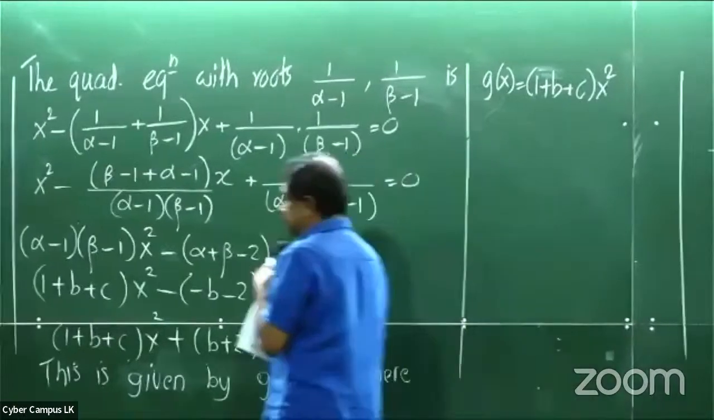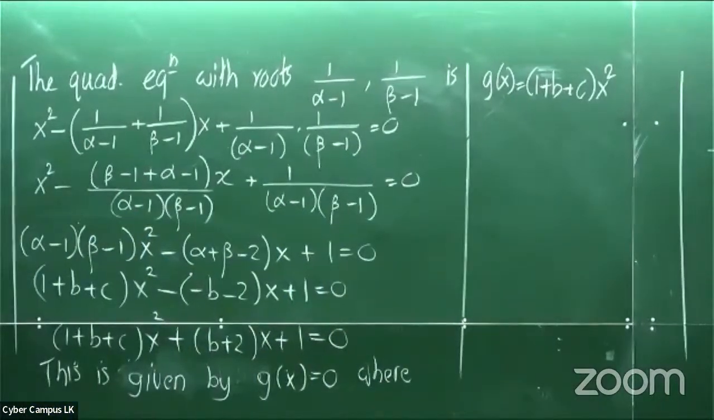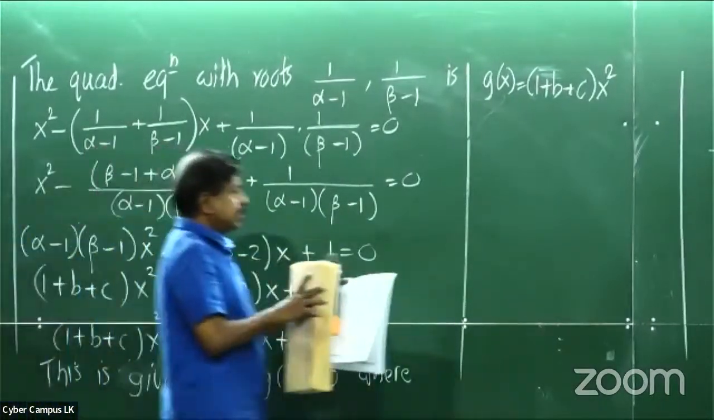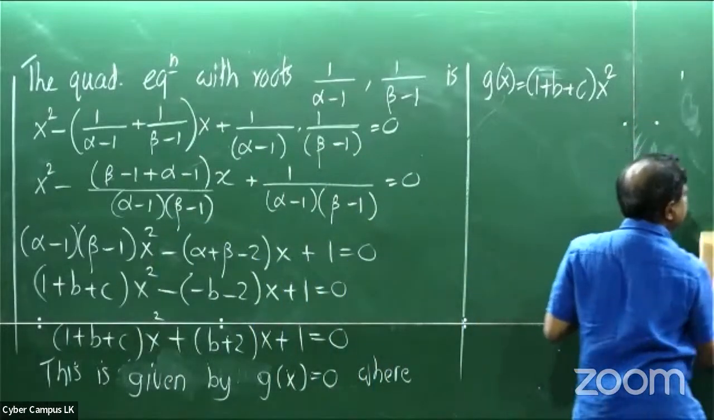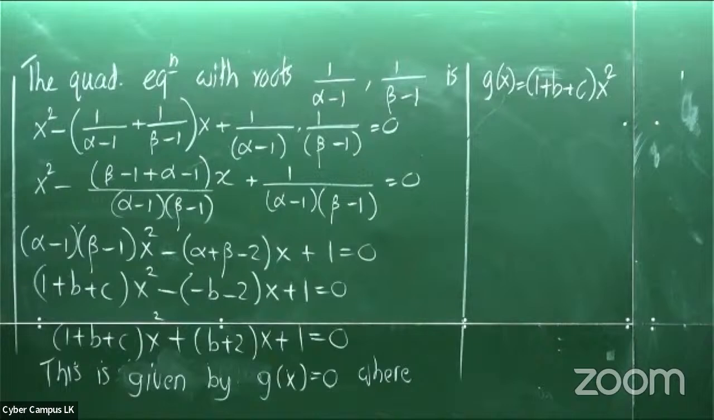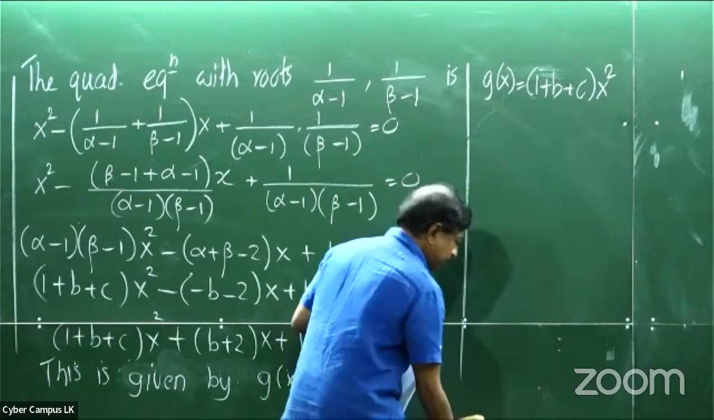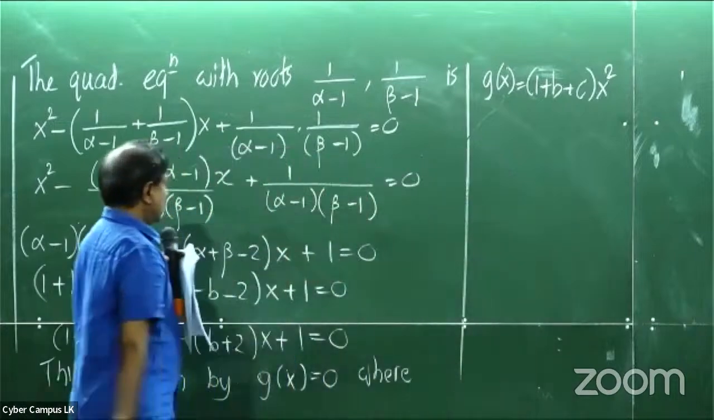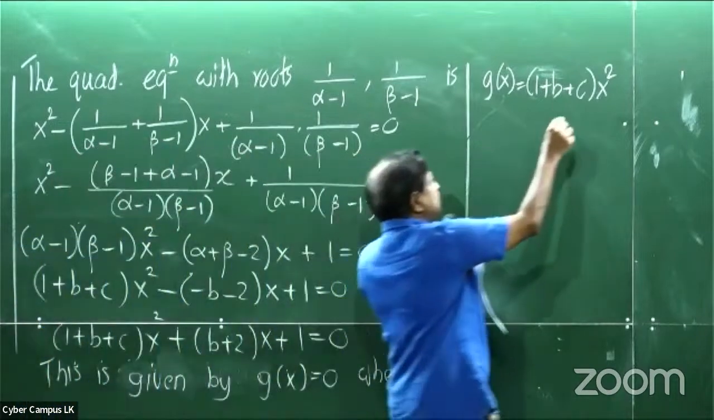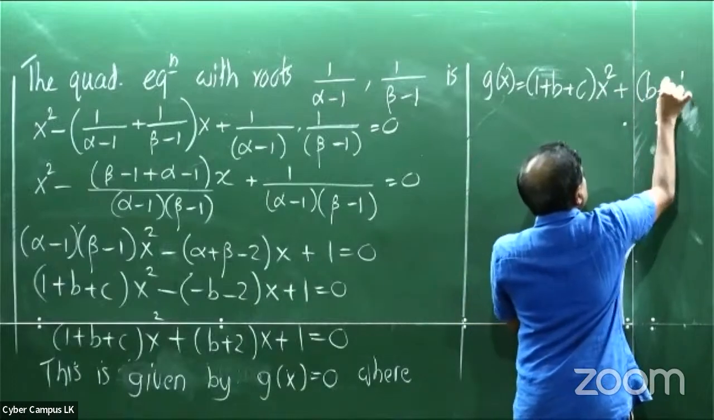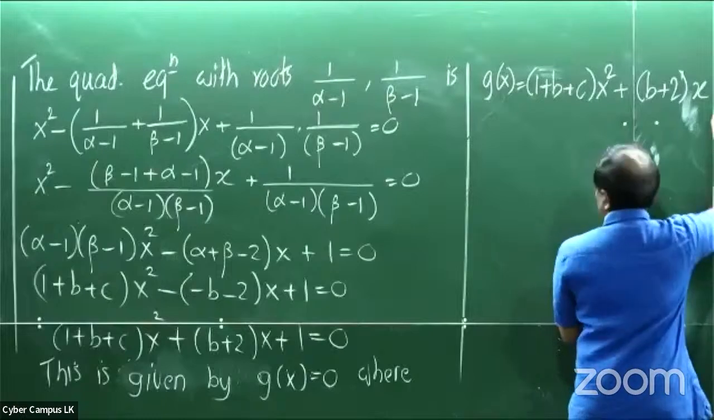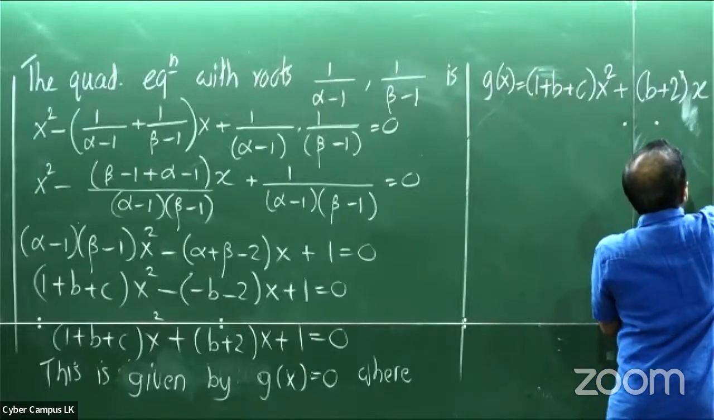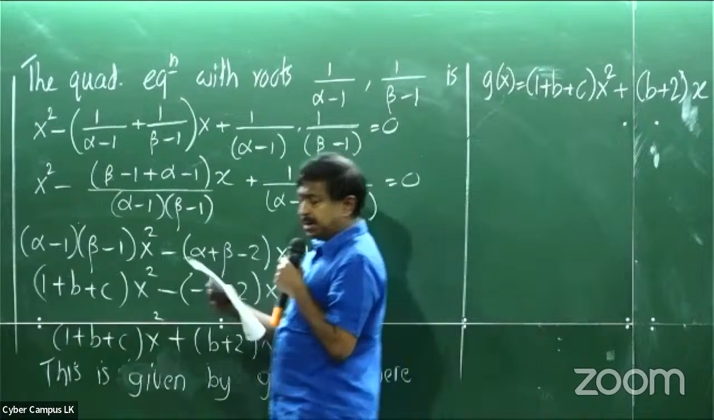I have to return to this space. Hold on. Right. Plus b plus 2 times x. So this is gx, right?